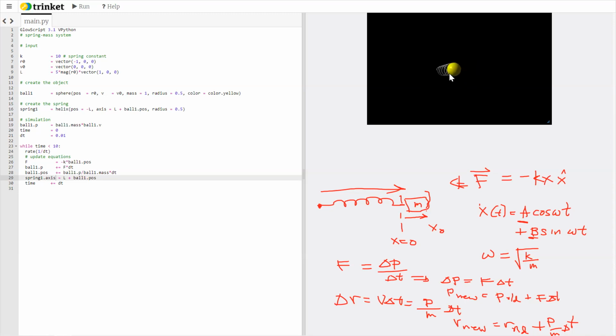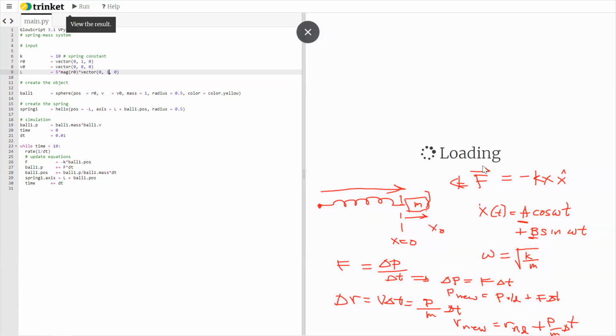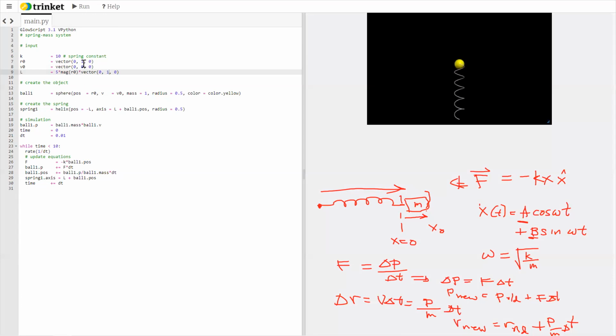So we change this to axis. The orientation of the oscillation can be changed once you change the initial position. So if you change this to y, let's say 1, and you also change the length, this will be in the y axis. So if you change the sign to negative, you have a compressed spring.